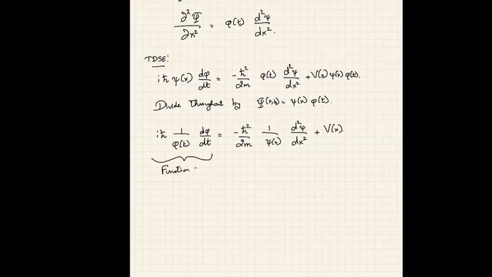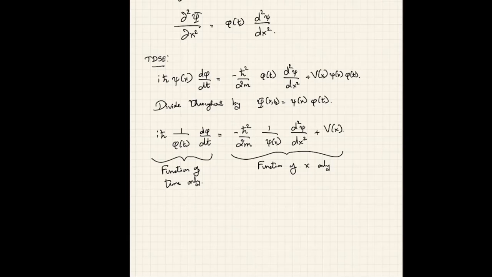Function of time only. And the right-hand side has no t in it. It is a function of x only. Right? So how can a function of time only be equal to something that is a function of position only? Because if I change t, the left-hand side varies, the right-hand side remains a constant. If I change x, the right-hand side varies, but the left-hand side remains a constant.